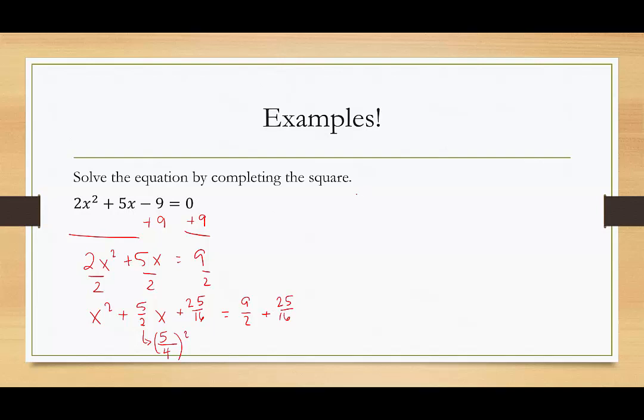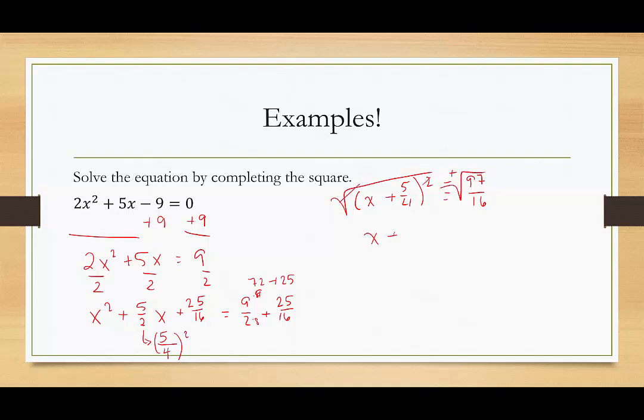Then on the right-hand side, I need to add 25 over 16. Okay, so now we can factor the left-hand side. We're going to have x plus 5 over 4 quantity squared is equal to, I need common denominators. It's not going to be 4, it's going to be 8 times 8. So that's going to be 72 plus 25 over 16. That will be 97 over 16. The good news is that the denominator is a perfect square. Okay, so now we're ready to take the square root of both sides.